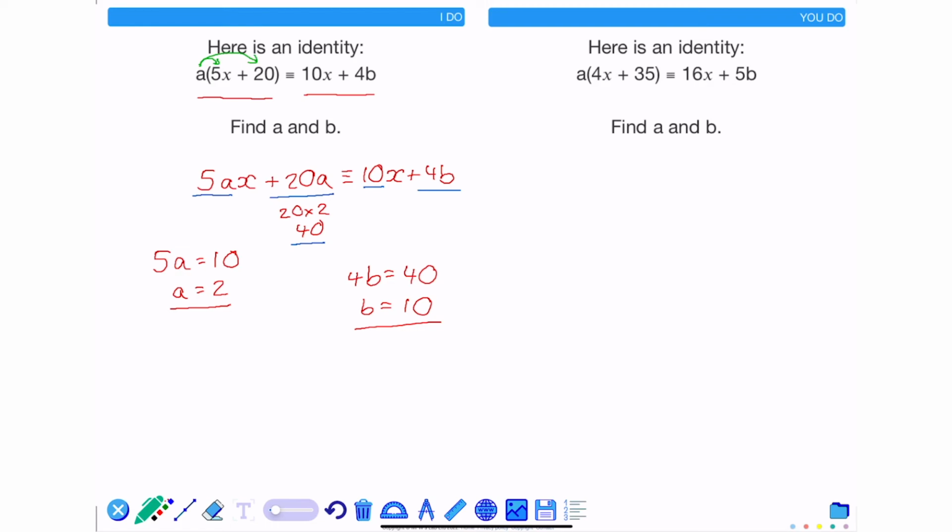So like with the previous example, the first thing I needed to do was expand out the bracket. So a times by 4x and a times by 35. A times by 4x will give 4ax, and a times 35 will give 35a. We know that this is identically equal to 16x add 5b.